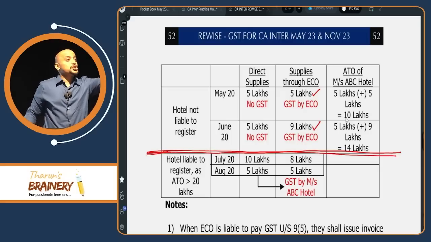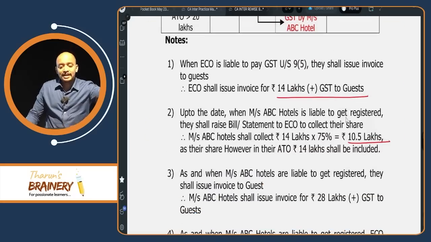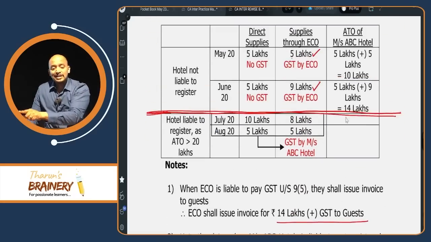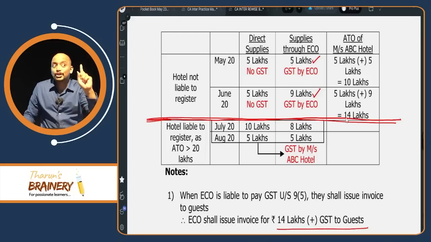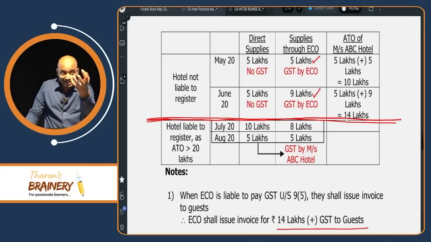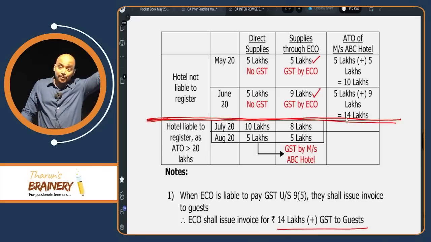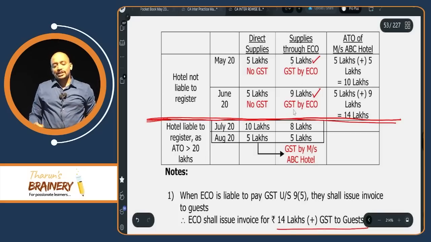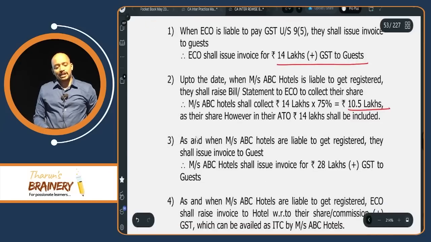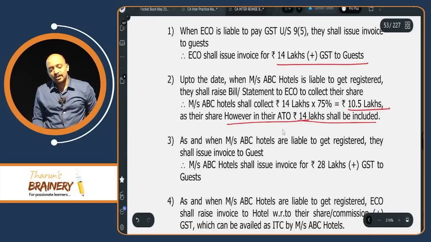Okay. How much should be included in their turnover? 10.5 lakhs, 14 lakhs. How much should be included? 14 lakhs. I told you, not the share that they get, it should be included in their turnover. The total amount, the transaction amount. What is the transaction amount? 14 lakhs should be included in their turnover. However, in their aggregate turnover, 14 lakhs shall be included.